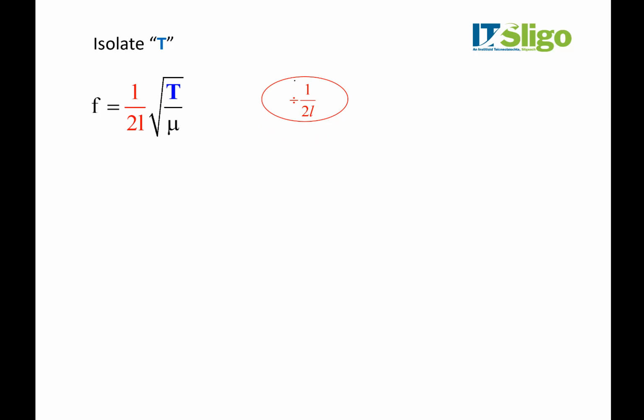But remember, when you divide by a fraction, we flip it and we multiply. So really, guys, rather than dividing by the fraction, which you can do, but you're going to have to flip and multiply, it's nice to do it now. What we really do is we multiply both sides by 2l.